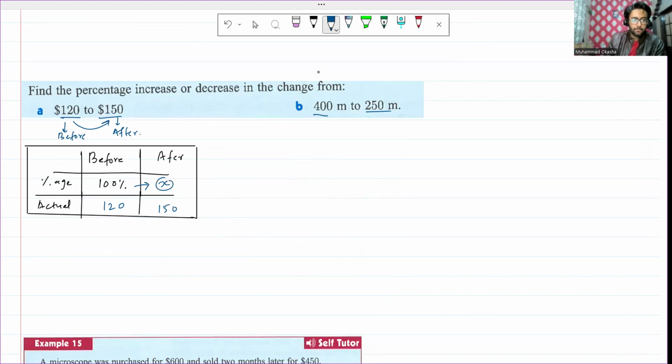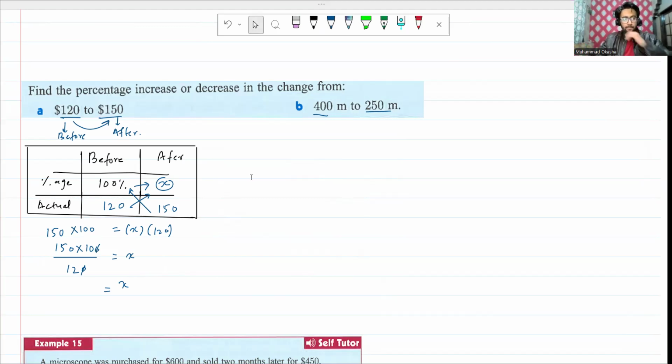Okay, now let's do cross multiply. 150 multiplied by 100 is equal to, you have an X and then you have 120. 150 multiplied by 100 divided by 120. I'm going to get an X. So that's going to be, this cancels out, and I'll do this in the calculator.